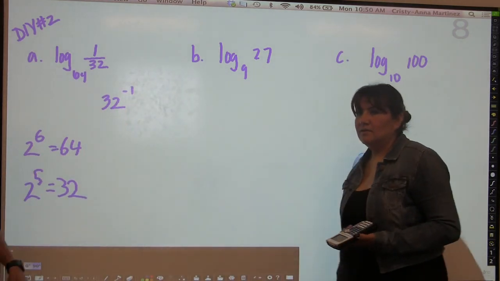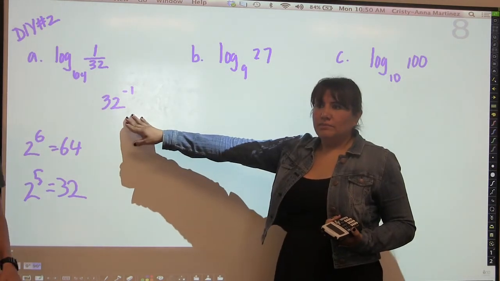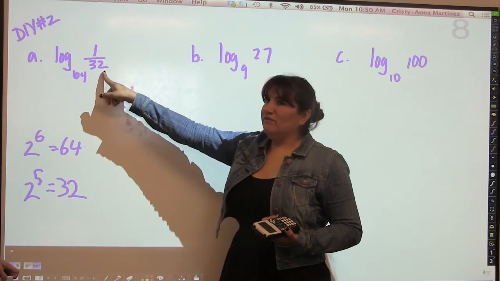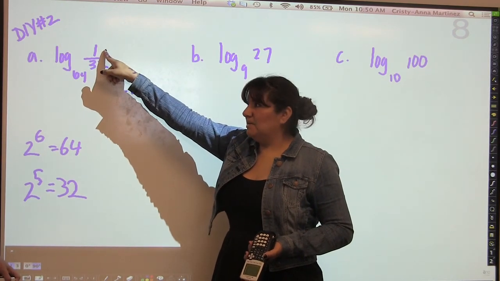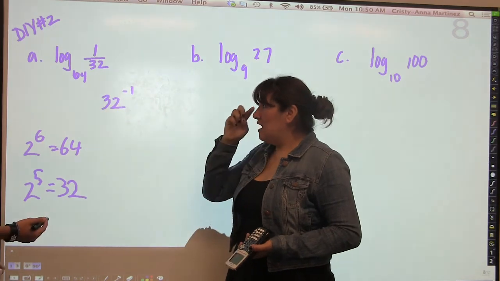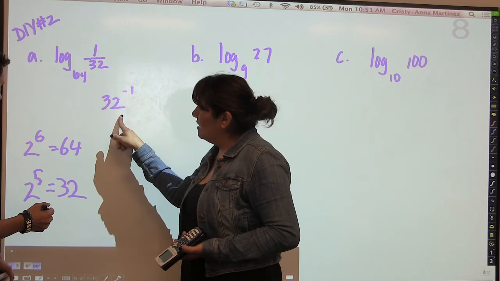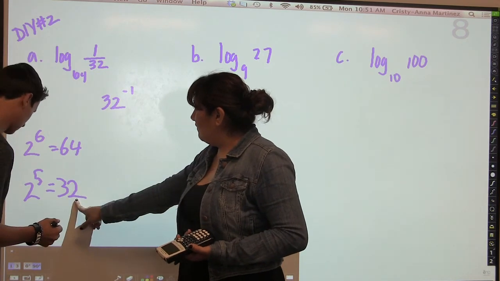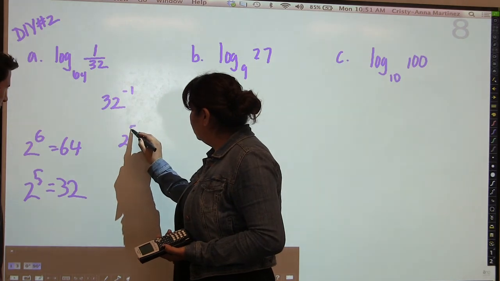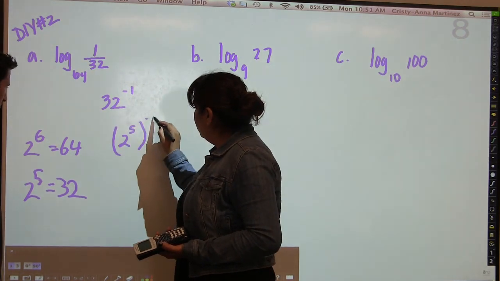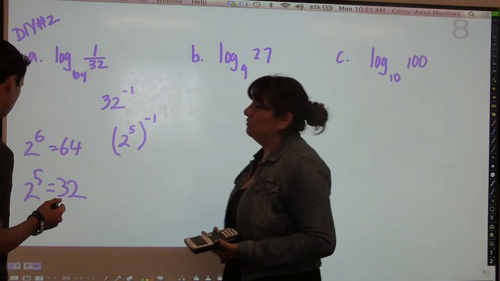Ethan, let's pay attention, yes? Do you understand this? Kind of. When you have a fraction, can you move the 32 to the top? Sure you can, but when you do that, you have to make it negative. So now it's 32 to the negative 1 power, right? And now you're going to put your 2 to the 5th, right? So now you're saying 2 to the 5th to the negative 1 power, because 2 to the 5th is 32, right?